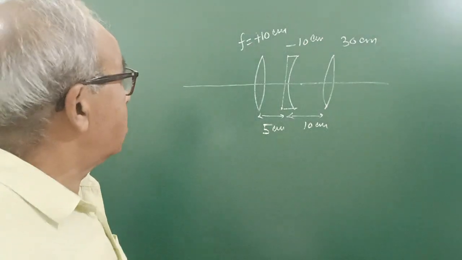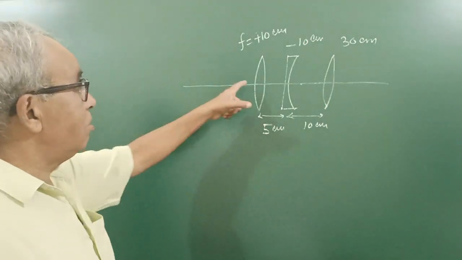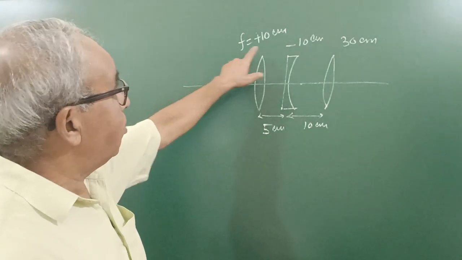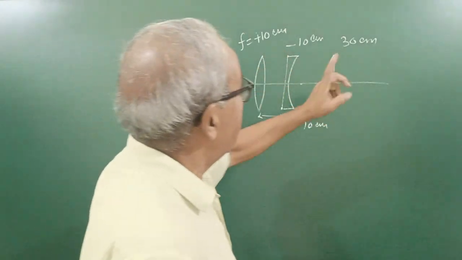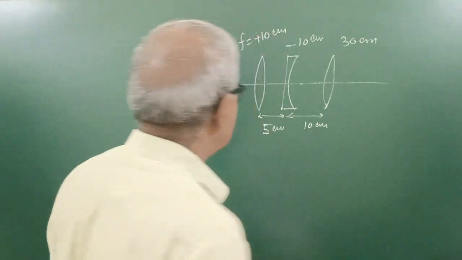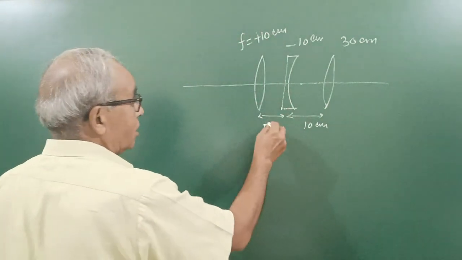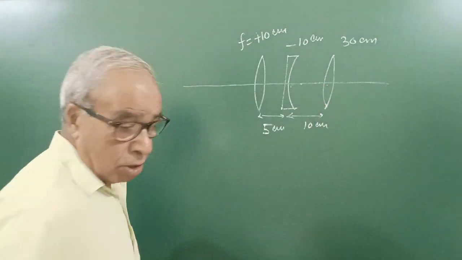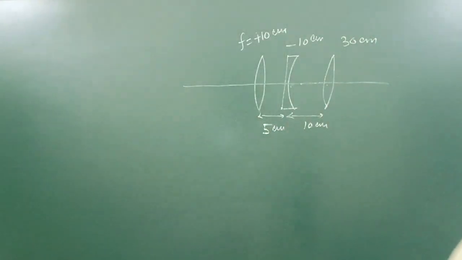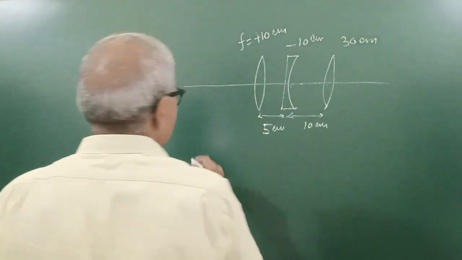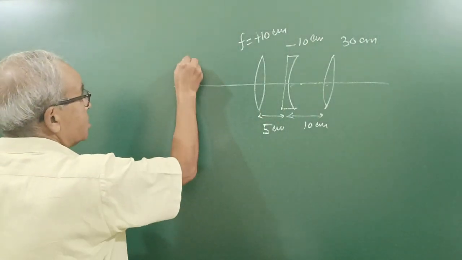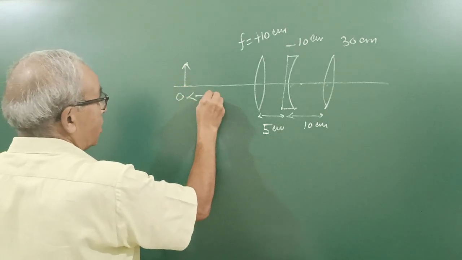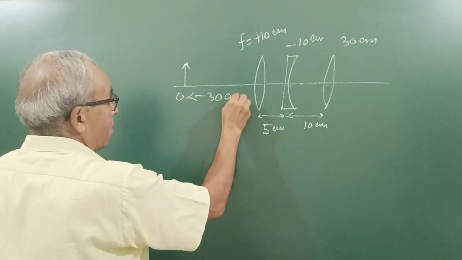In this figure, we have three lenses placed coaxially. Focal length 10 centimeter, minus 10 means it is concave, and 30 centimeter. The distance between lenses is 5 centimeter and this is 10 centimeter. An object is placed at a distance of 30 centimeter.